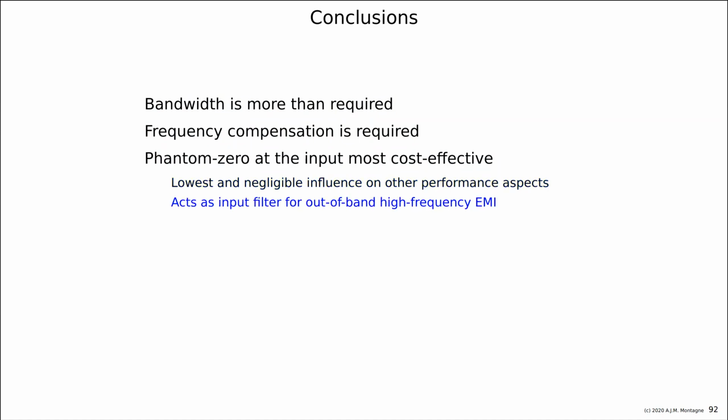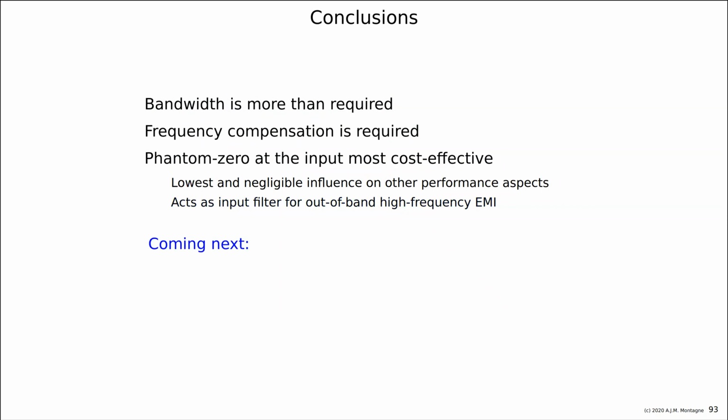And sorry, there's an extra thing, and that is what we are going to stress next time. It acts as an input filter for out-of-band high frequency EMI. Because remember, it was a pole in the asymptotic gain, so high frequencies beyond the frequency of this phantom zero are attenuated before they enter the amplifier. And that's a nice thing, because at that point you probably don't have much loop gain left, and if you don't have much loop gain left, there's not much reduction of distortion left, so then it is nice to keep the amplitude of interference signals as small as possible.